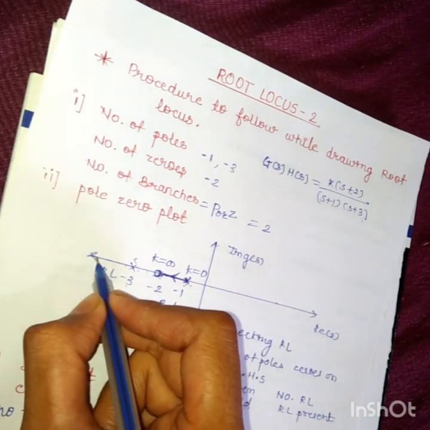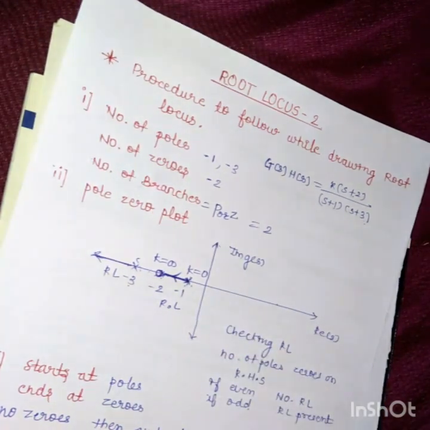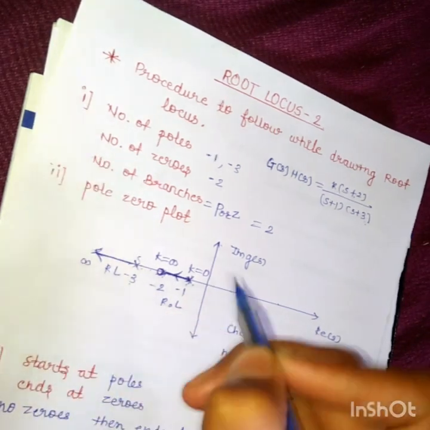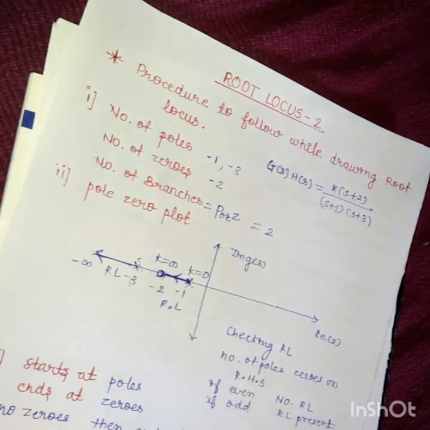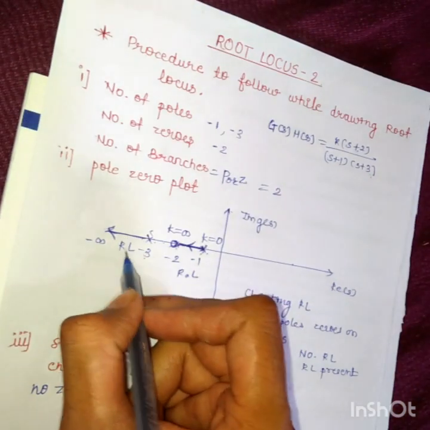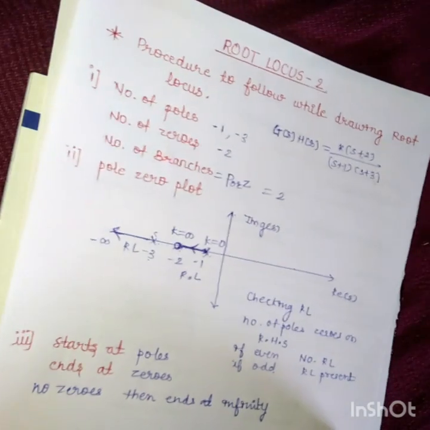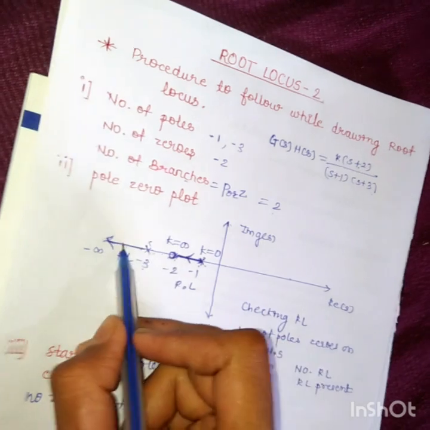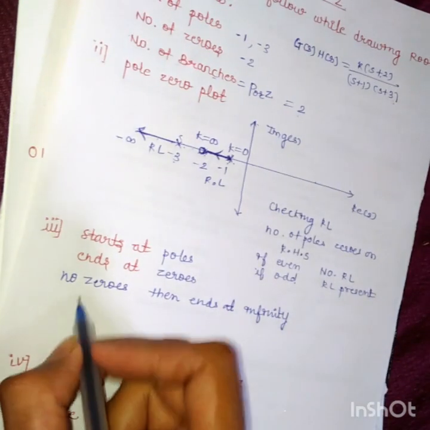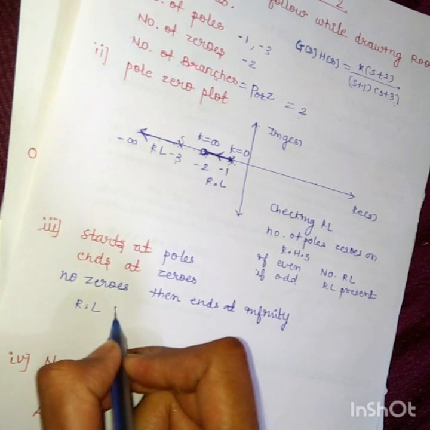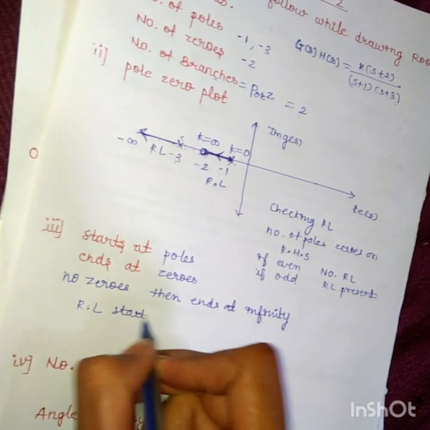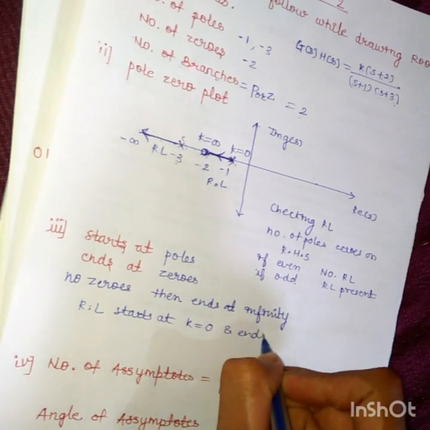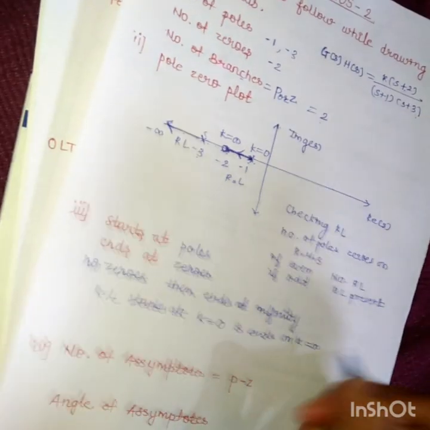Therefore root locus is present in these two branches, and hence the root locus for this pole will be ending at infinity. So we have two segments of root locus, therefore the number of branches is also 2. So root locus starts at k equals 0 and ends at k equals infinity.